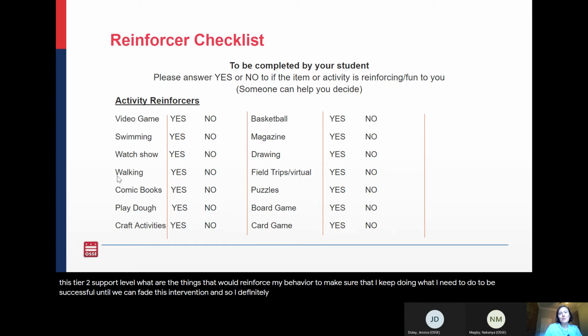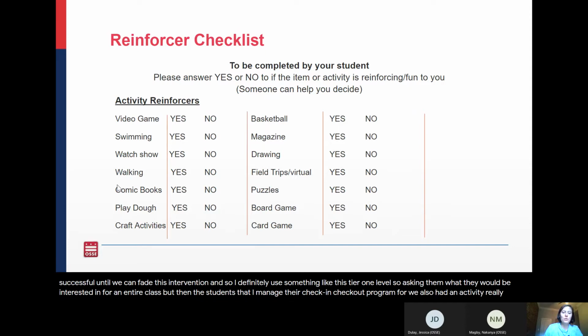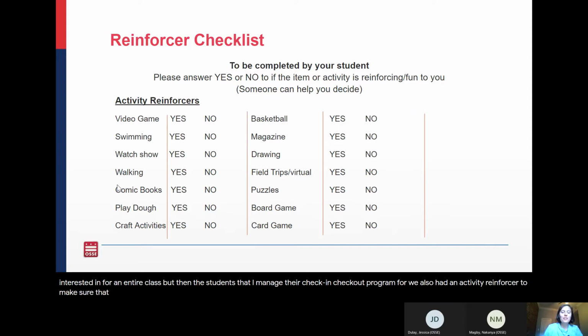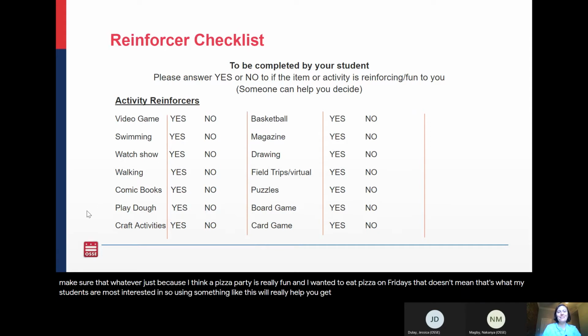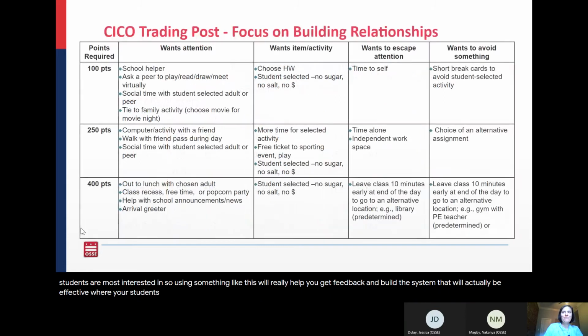I definitely use something like this with my students, and I also do at the tier 1 level, asking them what they would be interested in for an entire class. But for the students whose check-in, check-out program I manage, we also had an activity reinforcer. Just because I think a pizza party is really fun and I wanted to eat pizza on Fridays, that doesn't mean that's what my students are most interested in. So using something like this will really help you get feedback and build a system that will actually be effective for your students.